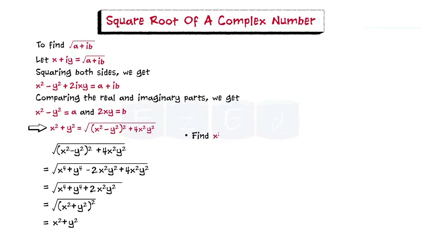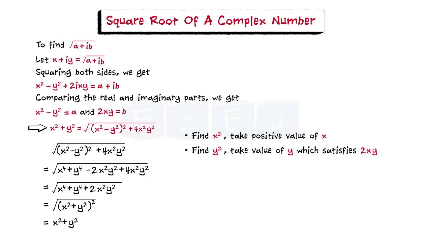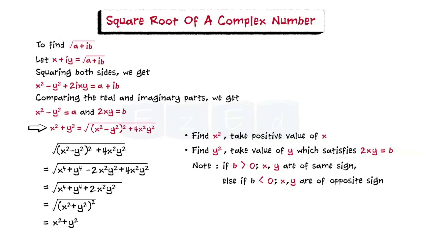Then find x square, take positive value of x. Find y square, take the value of y which satisfies 2xy equals b. Note, if b is greater than 0, x and y are of the same sign. Else if b is less than 0, x and y are of opposite signs. Square root will be x plus iy. Other root will be x minus iy.